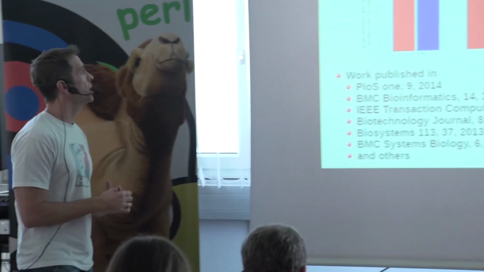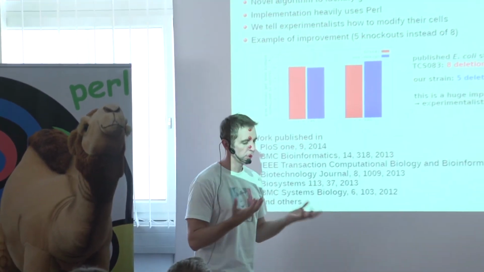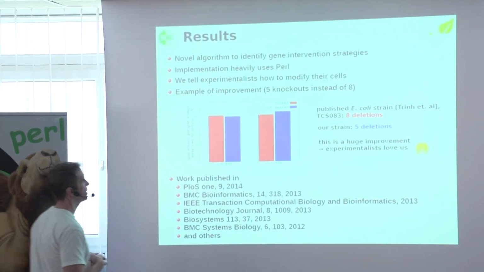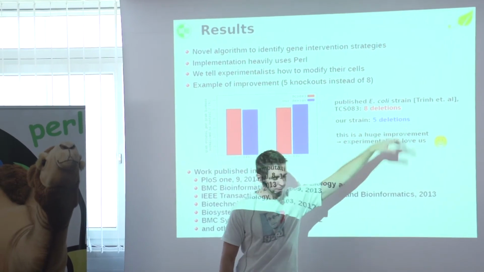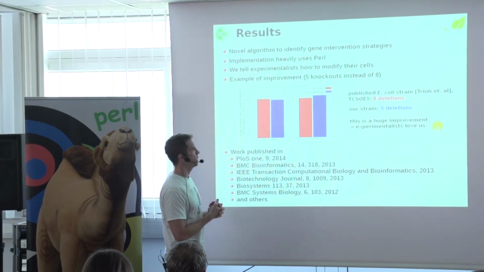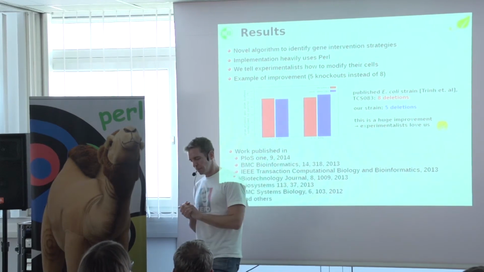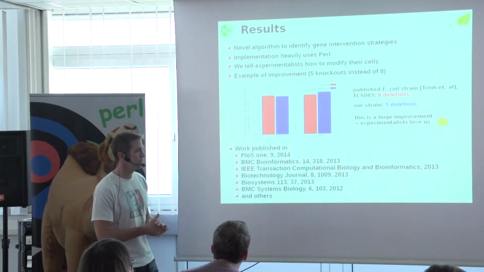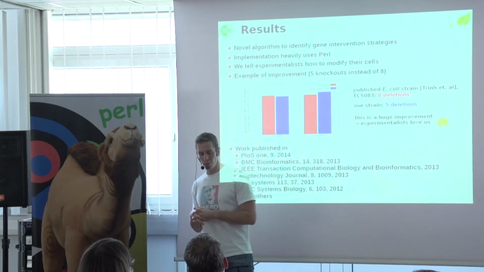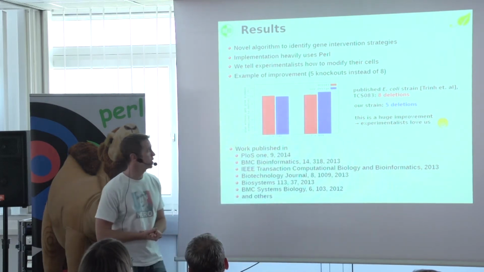So what did we achieve with this entire project? We, of course, had to experimentally verify our models, and we took an E. coli strain that was originally published by a group in Minnesota. And they also tried to optimize an E. coli strain for ethanol productivity, and they came up with an approach where they used 8 deletions, so they had to do 8 knockouts. We used exactly the same strain, used our model, and we could find a way where we only needed 5 deletions. And this is actually a huge improvement.